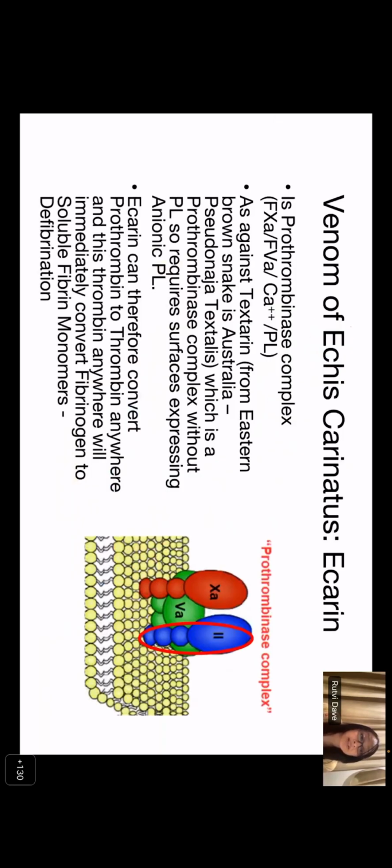soluble fibrin monomers. So to revise again, the venom of Echis carinatus, which is ecarin, is a prothrombinase complex, as against textarin, which is produced by another snake, Pseudonaja textilis, also a prothrombinase complex, but it does not have phospholipids, whereas this ecarin also has phospholipids. So ecarin will convert prothrombin to thrombin anywhere in the circulation. This thrombin will convert fibrinogen to soluble fibrin monomers. So this is the process of defibrination.